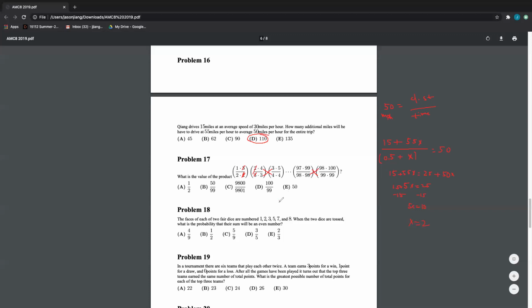So we're left with just the front 1/2. This is all equal to 1 because it all cancels out. And multiply by 100 over 99, which leaves us with just 50 over 99, 1/2 of this last term.